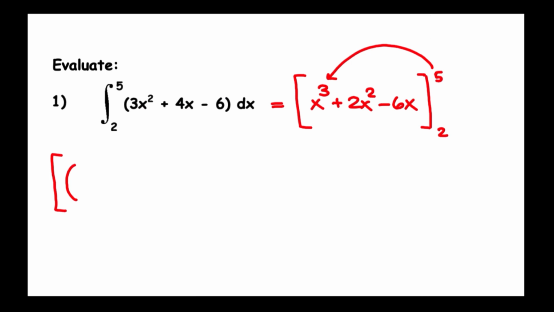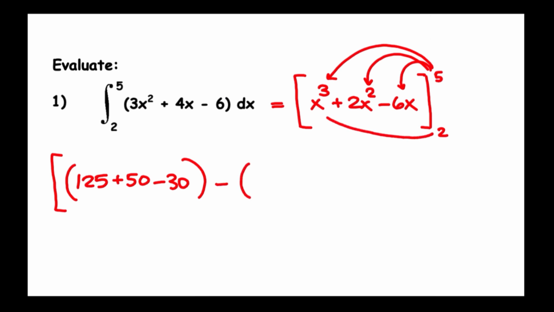5 times 5 times 5, that'll be 125. 5 squared is 25 times that 2, that's going to be plus 50. Minus 6 times 5, so that's minus 30. Okay, a subtraction is always in the middle. And then in goes the lower limit, in this case the 2. 2 to the third is 8. Plus 2 times 2 times 2, that's another 8. Minus 12.